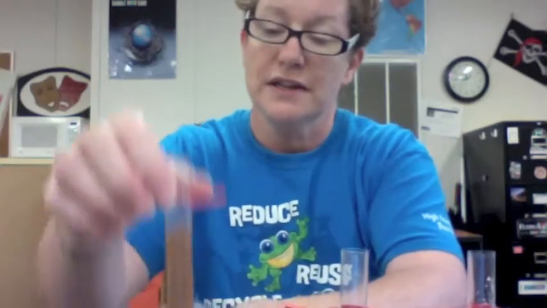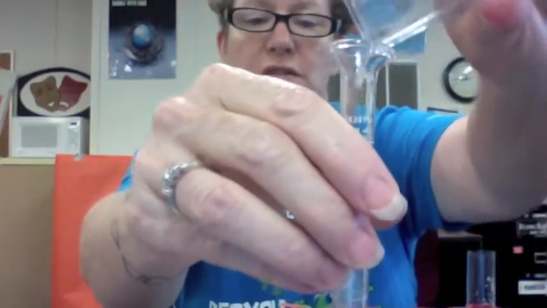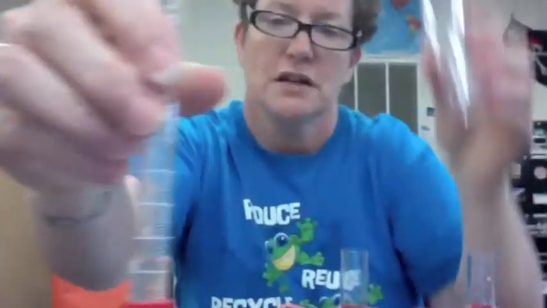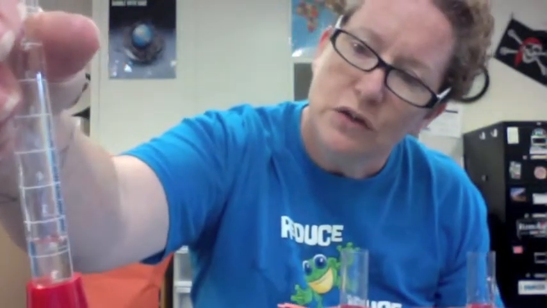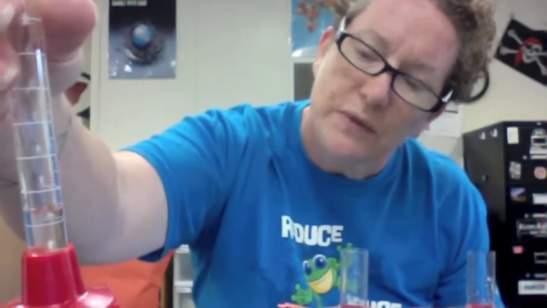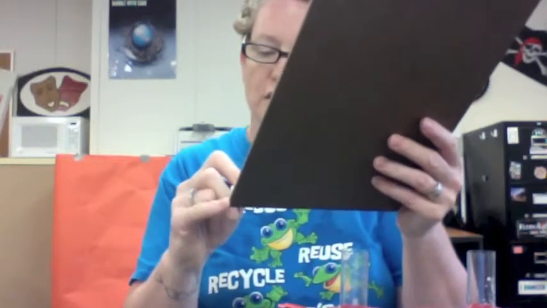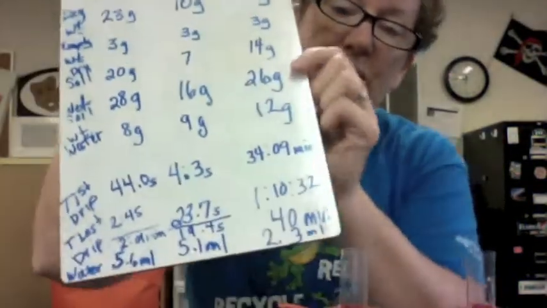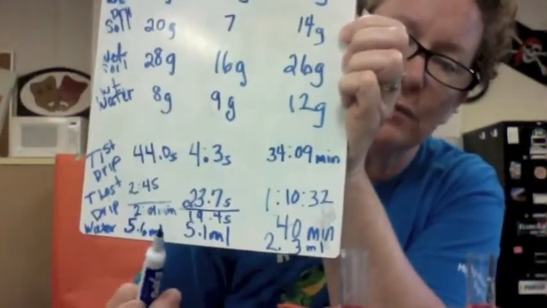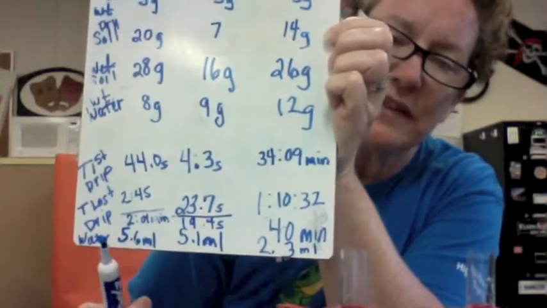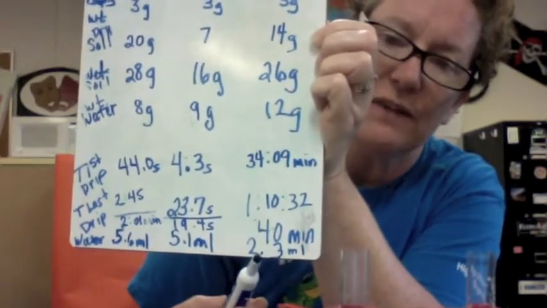All right, so we'll set that aside for just a second and pour that water into our graduated cylinder. And we have 2.3 milliliters. 2.3 milliliters is what came back out of that. Wow. So there's a big difference between how much was held by the sand, how much was released by the sand, and how much was released by the clay. Where is all the water?